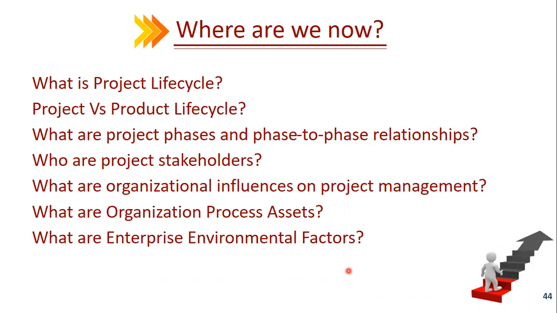So that's the end of this lesson or chapter, and we have discussed the project life cycle, project versus product life cycle, what the project phases and the phase-to-phase relationships are, and who the project stakeholders are. We have discussed the project organization influences such as culture, style, and organization structures like projectized, functional and matrix organization on project management. We have discussed the organizational process assets and the enterprise environmental factors as well.